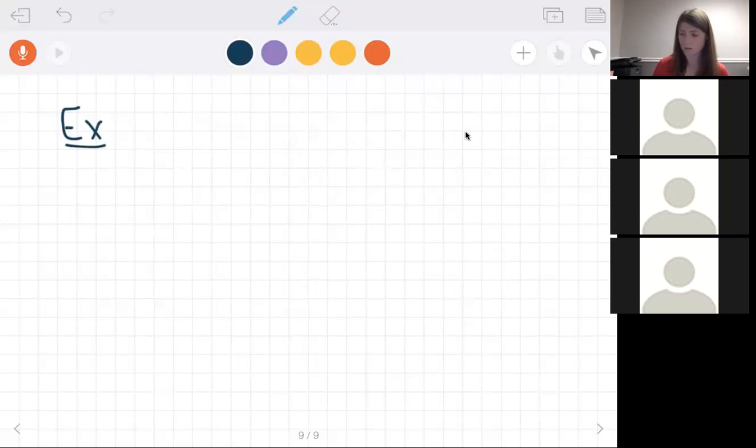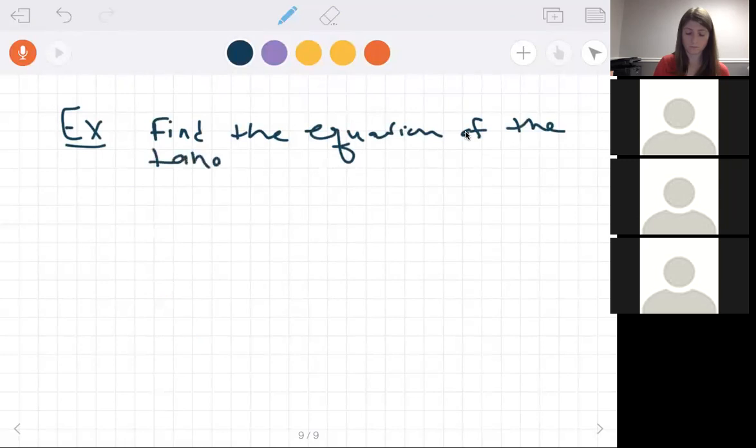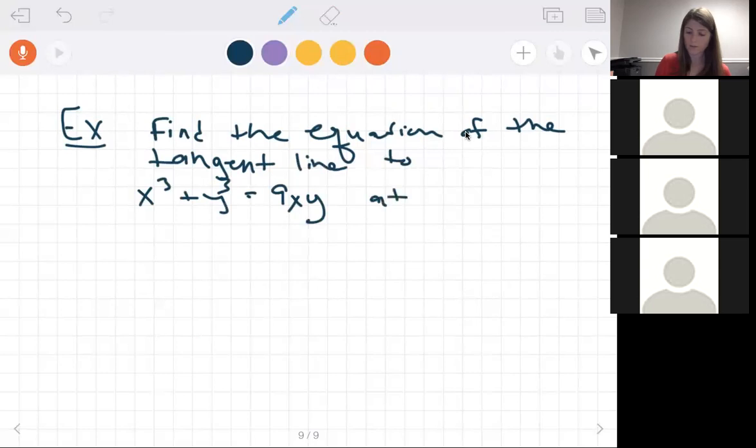For this next one, our function is still going to be implicit, but I'm going to change our directions a little bit. Instead of just find dy dx, the derivative, let's say we have find the equation of the tangent line to our implicit function. In this case, our implicit function is x cubed plus y cubed equals 9xy at the point 2, 4. I'll give you a minute to read back through that. Finish writing it if you need to.